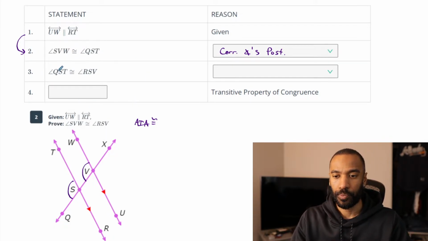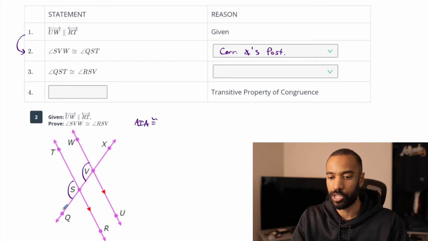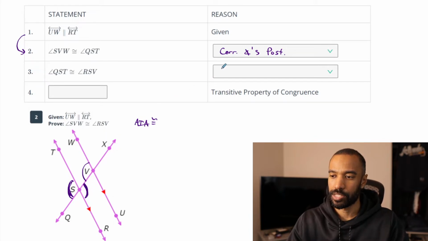Let's go to statement 3. Angle QST is congruent to angle RSV. Here's QST. Here's RSV. These two are apparently congruent to each other right here. How come? This is as a result of what's called the vertical angles theorem. And sorry for the shorthand, but this is known as the vertical angles theorem.